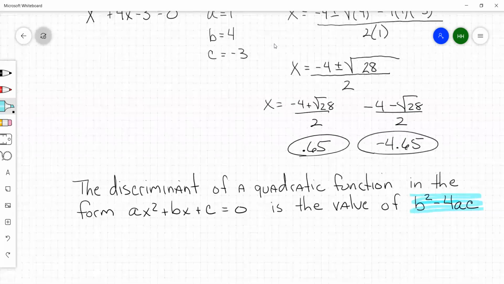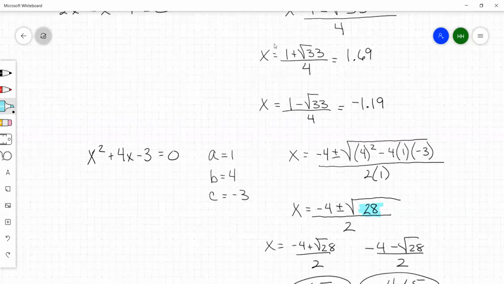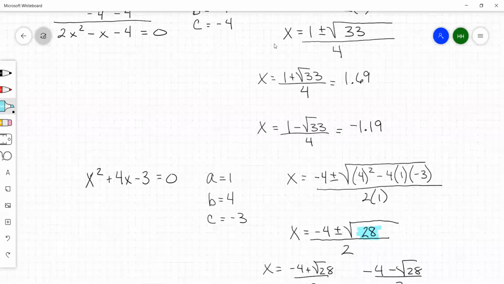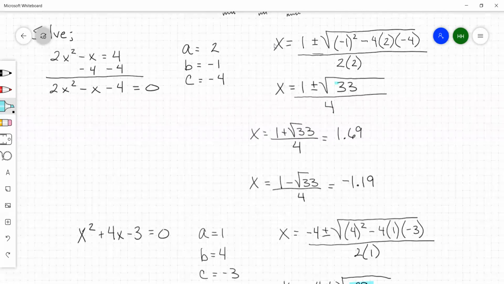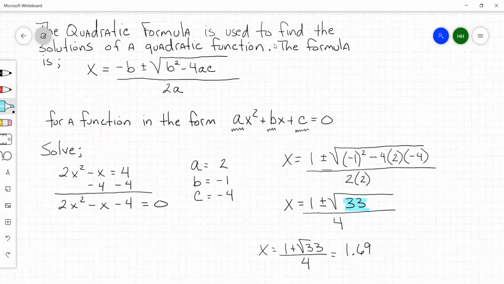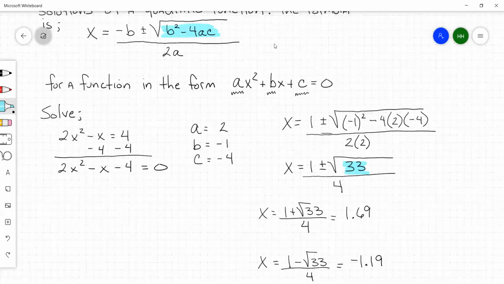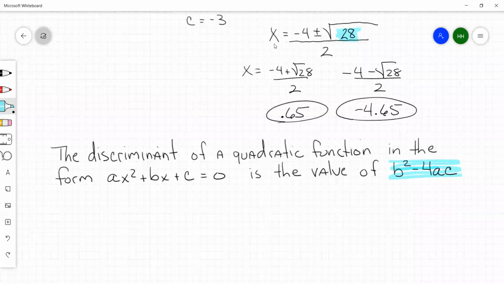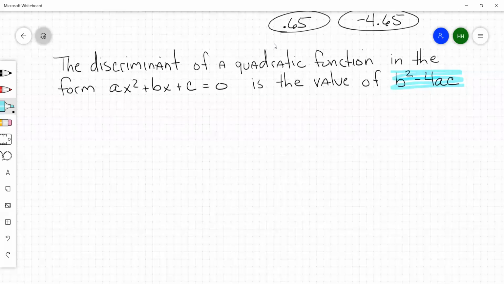So this was it. 28 was the discriminant of this function we solved. 33 was the discriminant of that first function that we solved. Because everything that's under the radical, this right here, b squared minus 4ac, that's your value under the radical. That value has a name. That name is called the discriminant. All right?